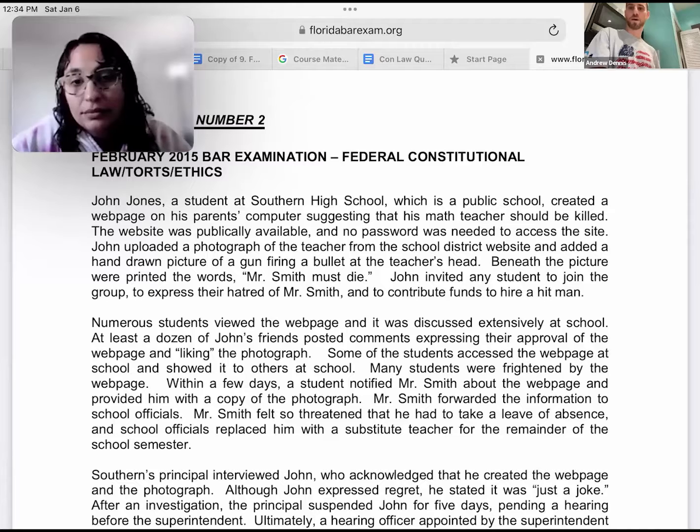Beneath the picture were printed the words, Mr. Smith must die. John invited any student to join the group to express their hatred of Mr. Smith and to contribute funds to hire a hitman.